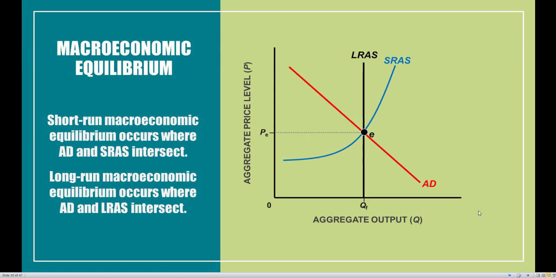When we combine all three of our curves together onto one Cartesian plane, we're going to be able to get our semblance of what macroeconomic equilibrium is. We have the LRAS, which is vertical at our full employment level of GDP. We have SRAS, it's upward sloping, and we have aggregate demand, which is downward sloping.